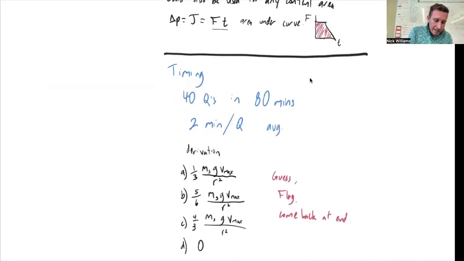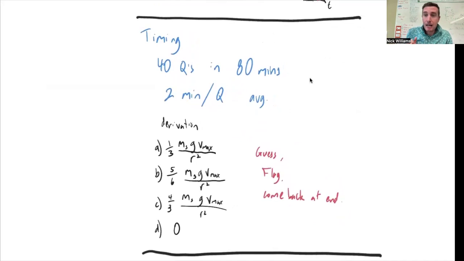The other key piece is timing. We have been taking a long time on some of our questions, which is good. I want you to think through them. But now we are really under a timing crunch. So for that timing crunch, you have 40 questions in 80 minutes. That means 2 minutes per question on average.